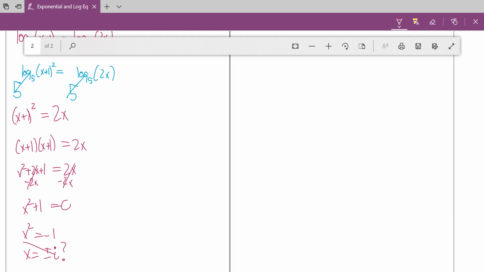But we only care about real solutions unless we're working with polynomials. We don't want those complex solutions with log equations. So this equation would just have no solution. No real solutions.